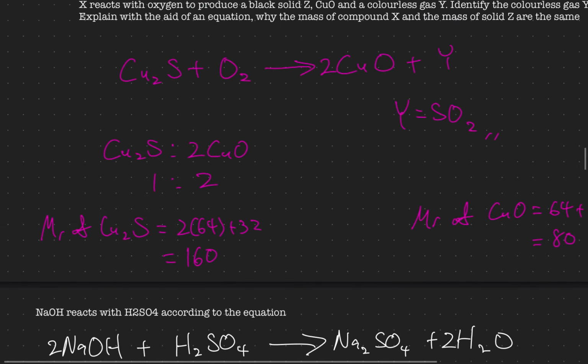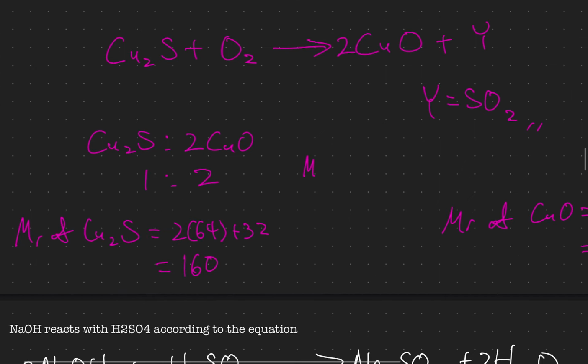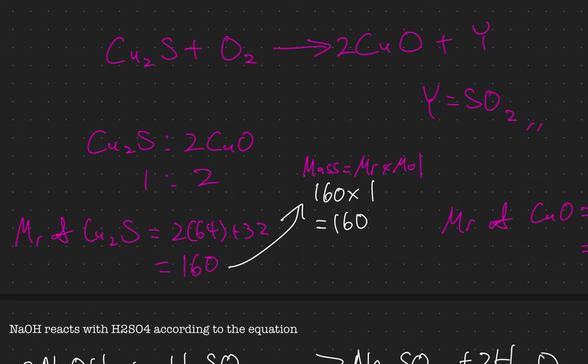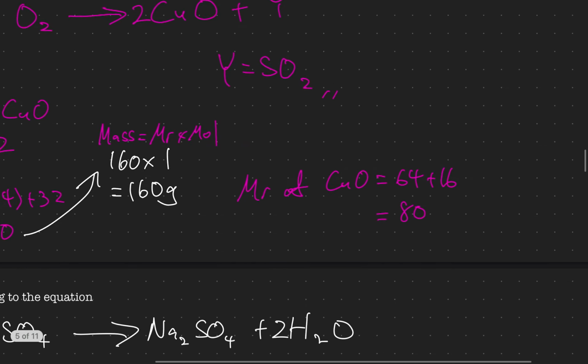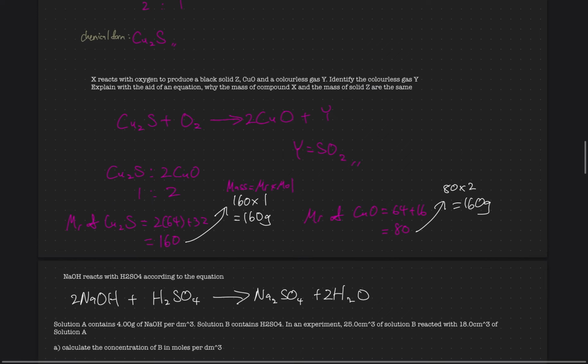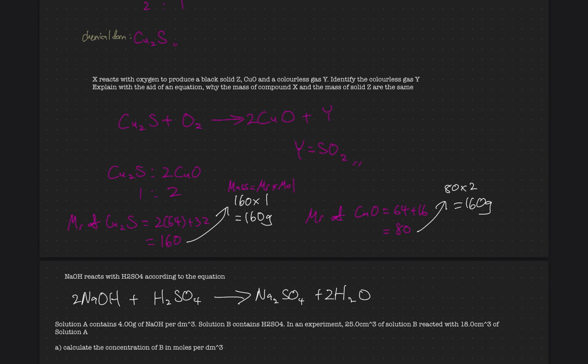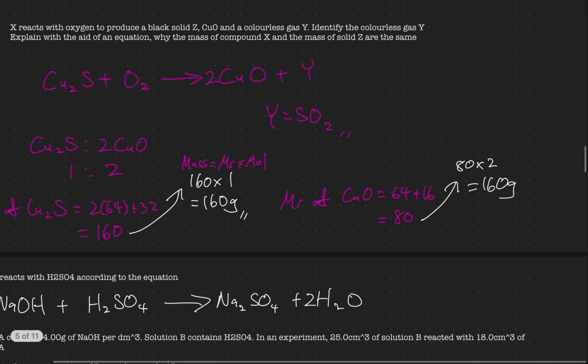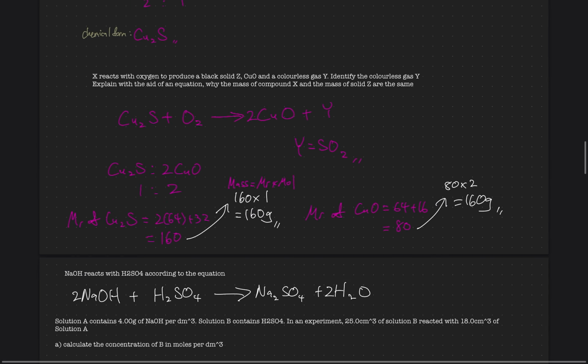So therefore, to find the mass, we know that it is MR times mole. For Cu2S, it is 160 times 1, which will give us 160 grams. And for this one, it is just 80 times 2, which will give us 160 grams. And that is why the mass of compound X and the solid Z is the same. There you go. Next question.